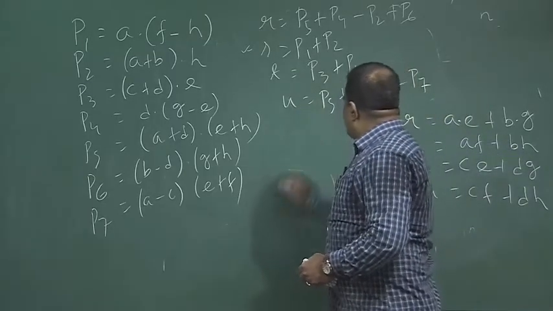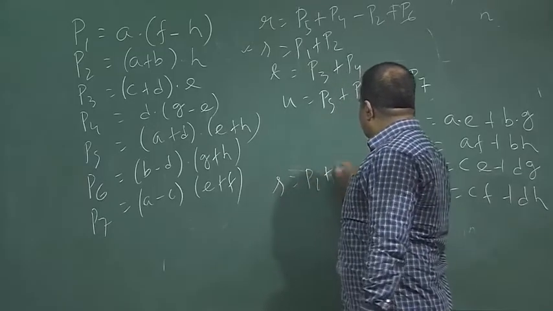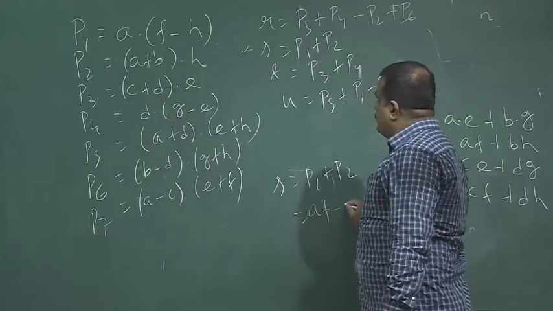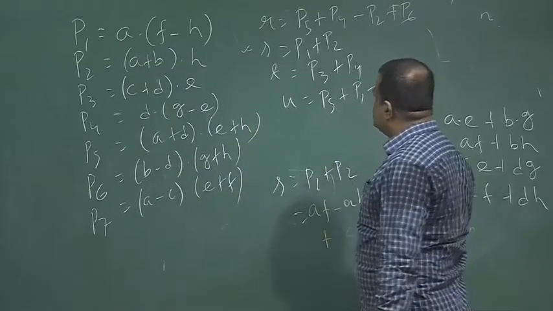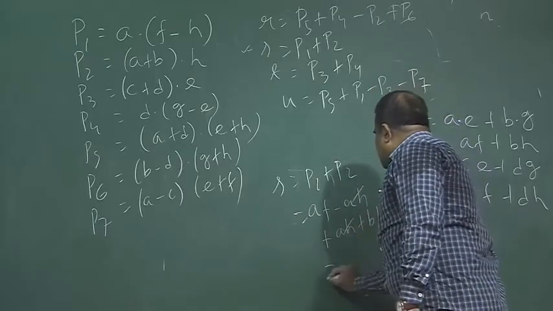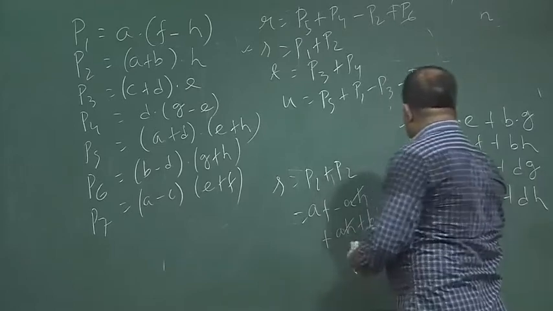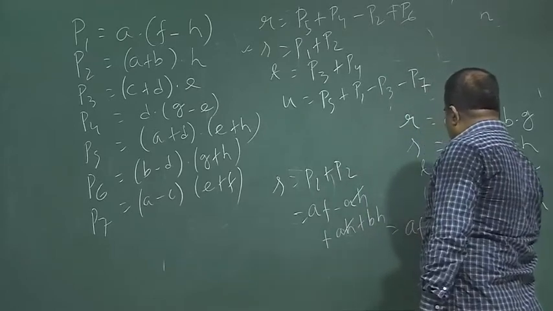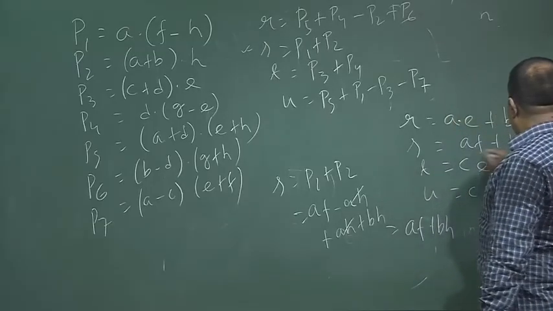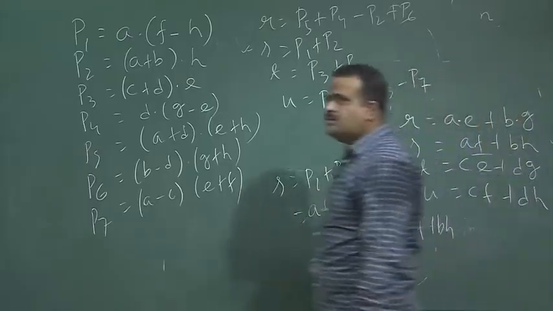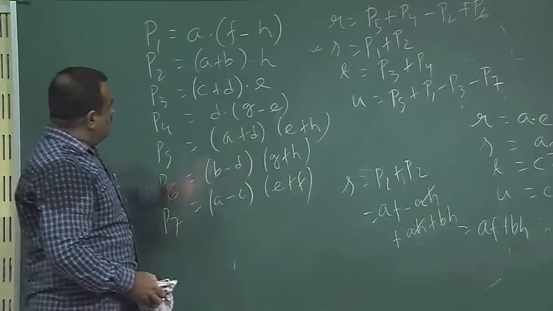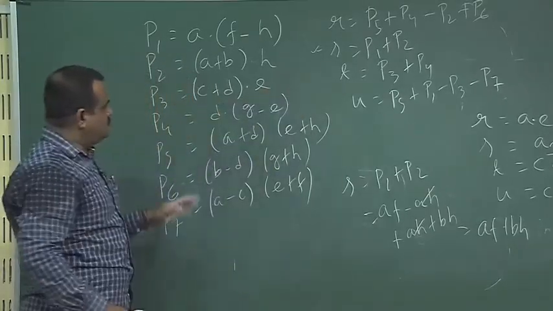So, what is P1? S is telling P1 plus P2. Now, P1 is basically this one: AF minus AH, plus P2 which is AH plus BH. So, this is basically AF plus BH, which is S. So, you can verify this is working fine. The remaining terms you can verify. So, this is the idea.